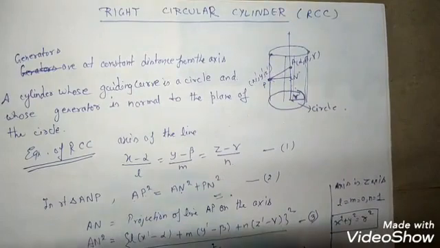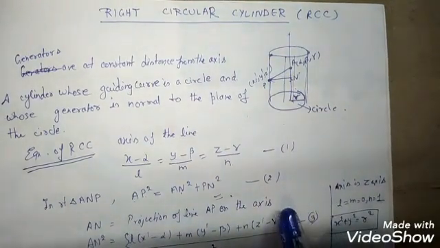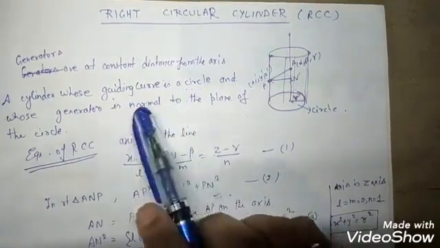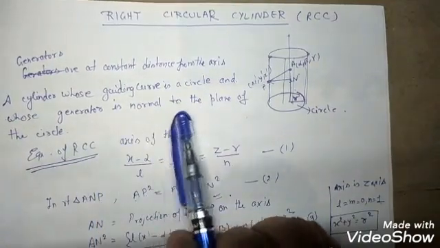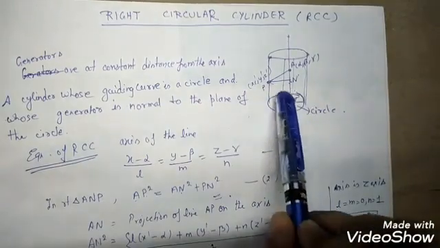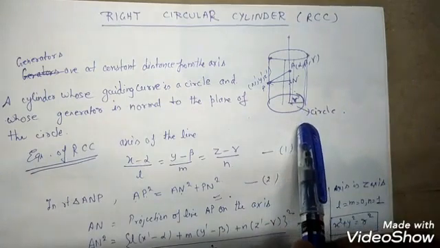Now the next topic is the right circular cylinder. A right circular cylinder is a cylinder whose guiding curve is a circle. In this case the generators are normal to the plane of the circle, and the base of the cylinder, or the guiding curve, is a circle.